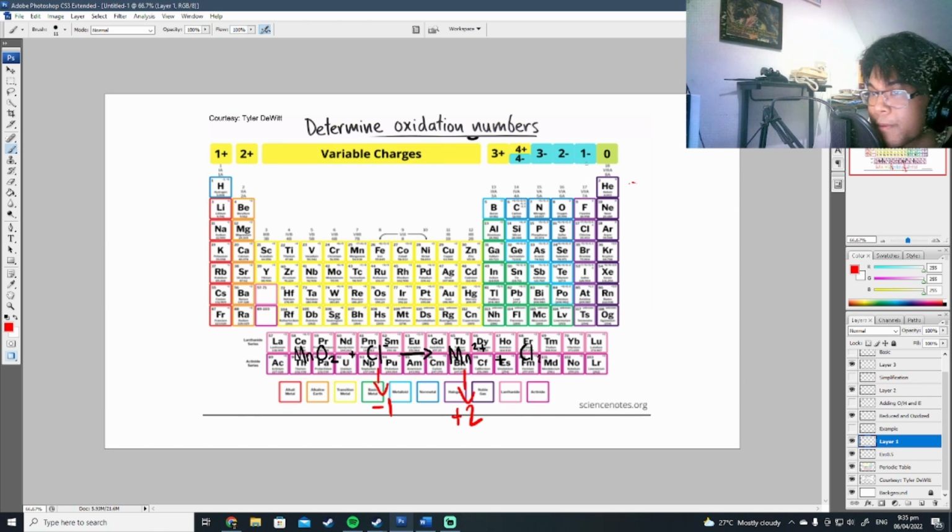Let's go back to our periodic table. Starting from carbon all the way up to radon, all the way up to helium and hydrogen, these are all non-metals. That part of the periodic table are all non-metals. Remember that.